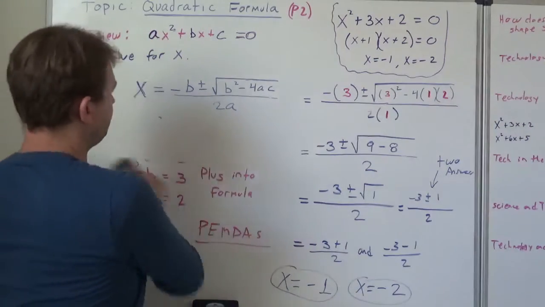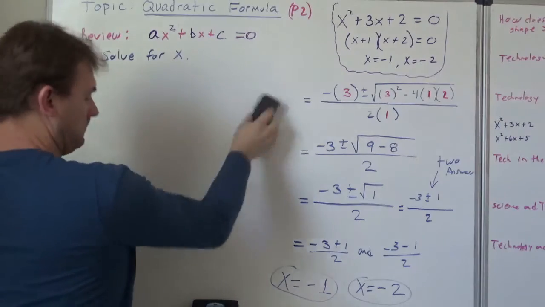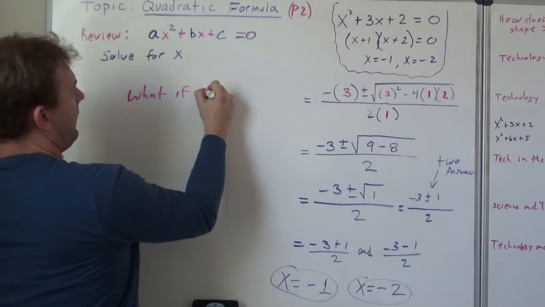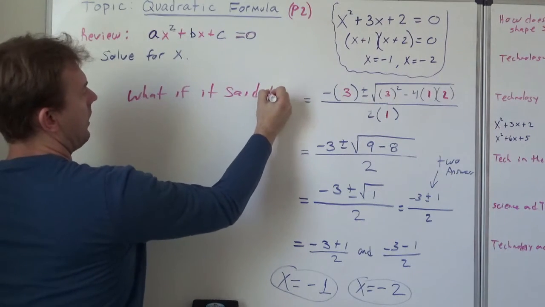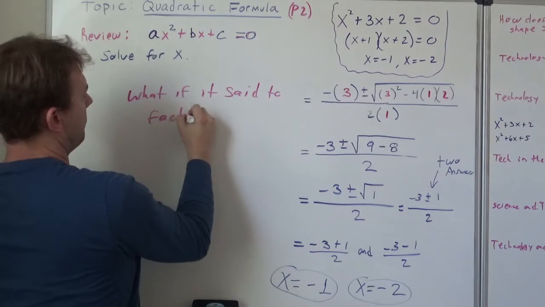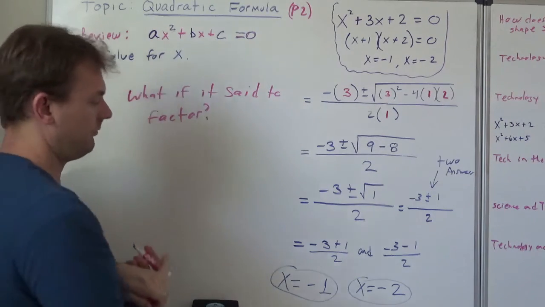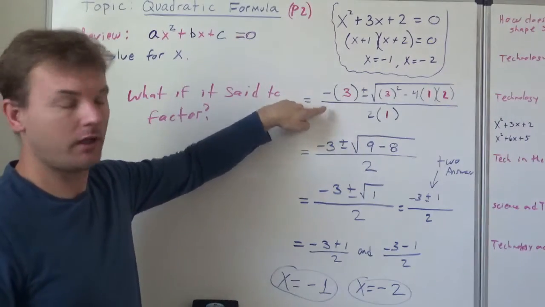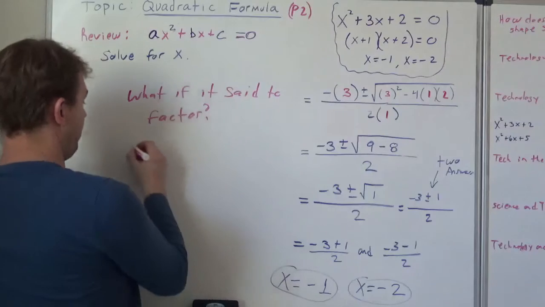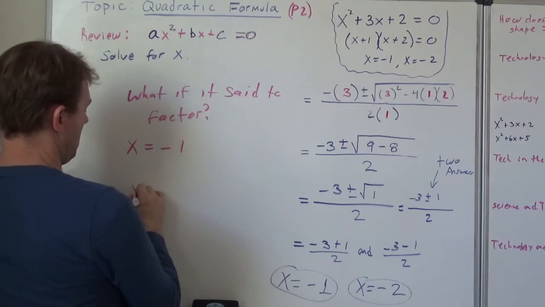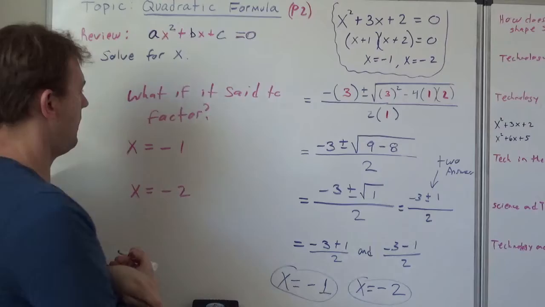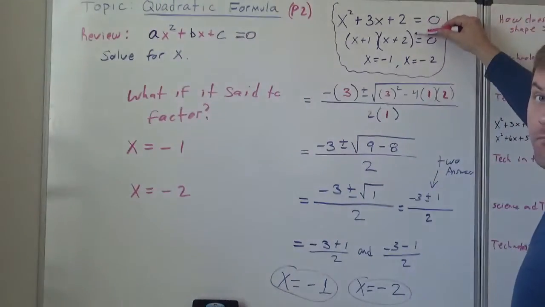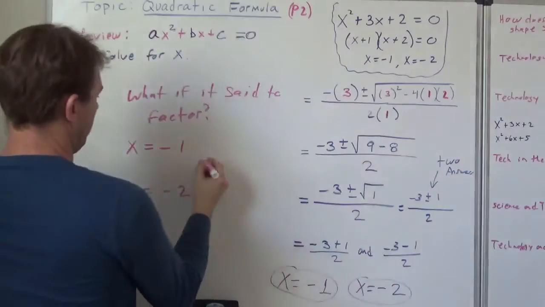So actually I do want to go with that last thing. So what if it said to factor? What if it said to factor? If I use my quadratic formula and I get this, this is what you should have. This is what you get. Right? I want to get it back. I want to get it into this form.